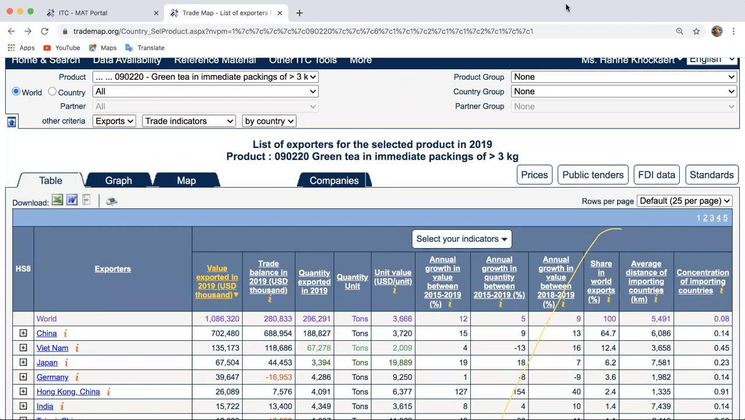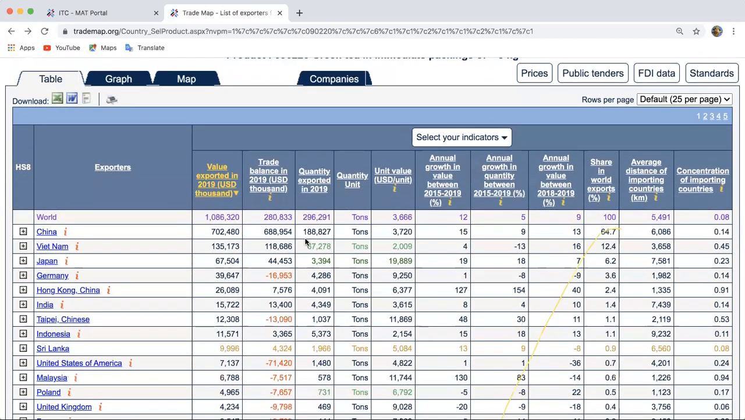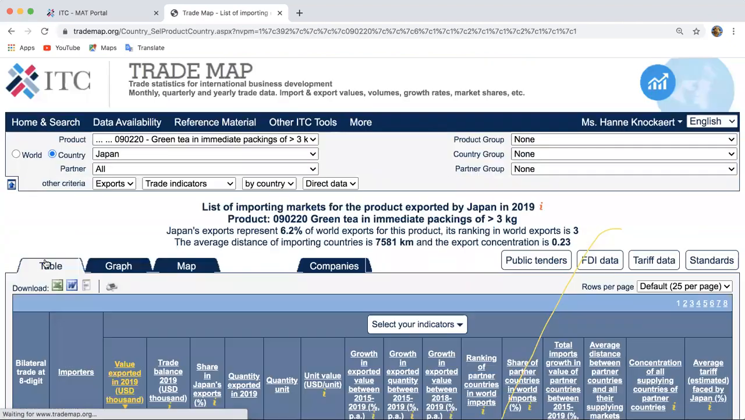Let me continue at this point, and I will continue later with the question section. So this is how this table can be interpreted. Now we were looking at the exporters' view of green tea, but I am actually interested in Japan. So I click on Japan and automatically it will be filled out here in the top box of all your selected data.